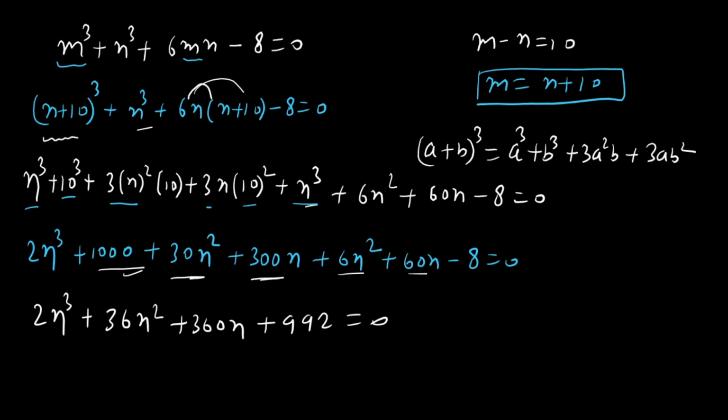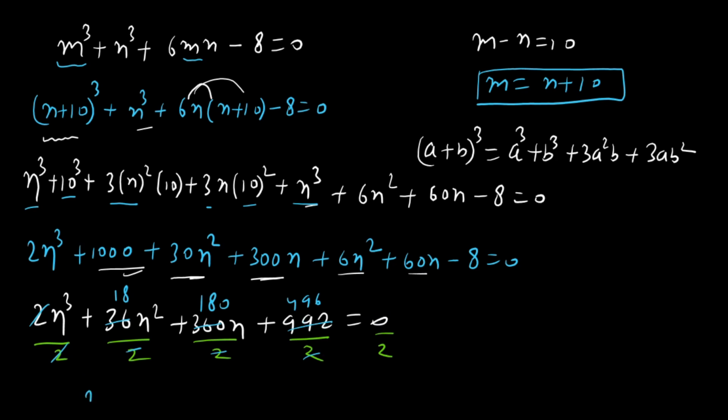So here if we divide by 2, and here if we divide by 2, and divide by 2, then this 2 and this 2 cancel out. This 36 divided by 2 gives 18. This 360 divided by 2 gives 180. And this 992 divided by 2 gives 496. And 0 divided by 2 is 0.